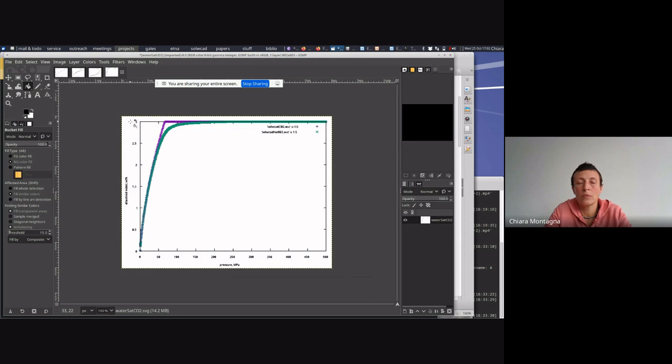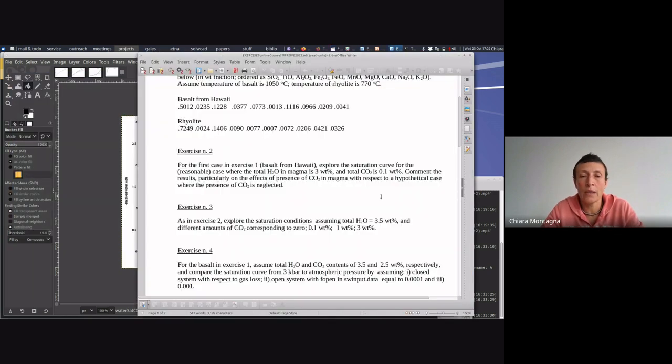that CO2 does change the behavior a little bit, right? What CO2 does is that it basically removes water from the liquid and makes it exsolve. So as we increase the CO2 content in a magma, water will go from the liquid phase into the gas phase. And this is also asked in exercise 3, exploring the saturation condition, assuming a given amount of water and different amounts of CO2.